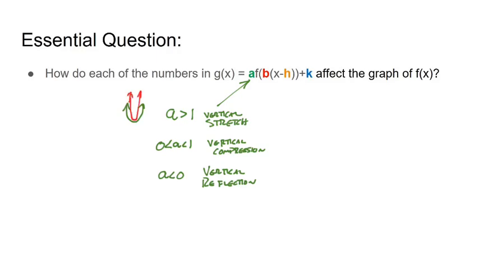And then over here we said, what if a was a fraction? Let's say you've got a cubic function that looks like this, but then you change the a value to a fraction, like 1/2. It's going to create a vertical compression, which is going to look like you squeezed it from the top and the bottom. And then lastly, if a is negative, that's going to create a vertical reflection. Those are rough looking pictures, but you get the idea.